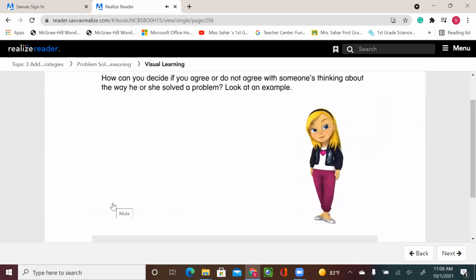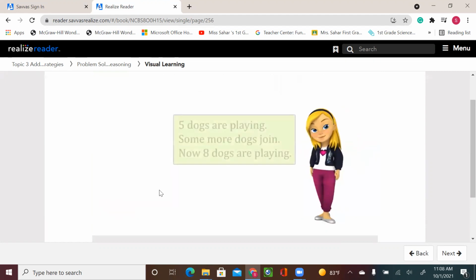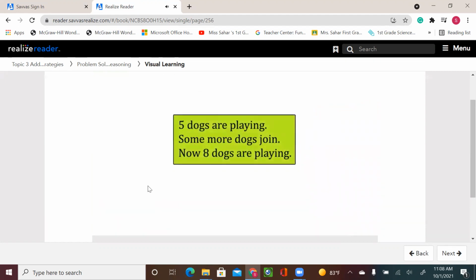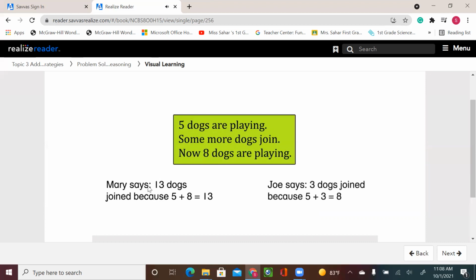How can you decide if you agree or do not agree with someone's thinking about the way he or she solved a problem? Look at an example. 5 dogs are playing. Some more dogs joined. Now 8 dogs are playing. Mary says 13 dogs joined because 5 plus 8 equals 13. Joe says 3 dogs joined because 5 plus 3 equals 8. How can you decide if you agree with Mary or with Joe?